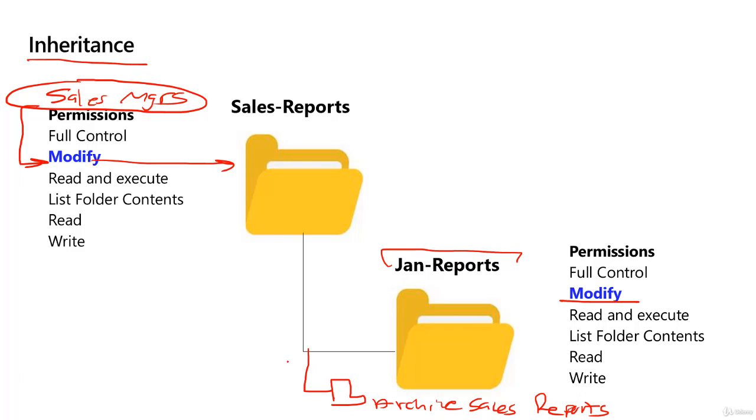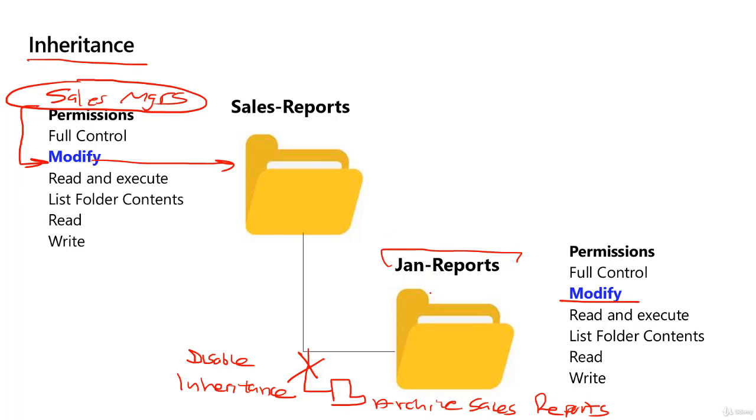But you do have the option to go to a folder and you can actually disable inheritance. If you do that, you simply tell this folder, the archive sales reports, that it no longer gets permissions assigned from its parent. All permissions now have to be directly assigned at the archive sales reports folder itself. So disabling this is one option.